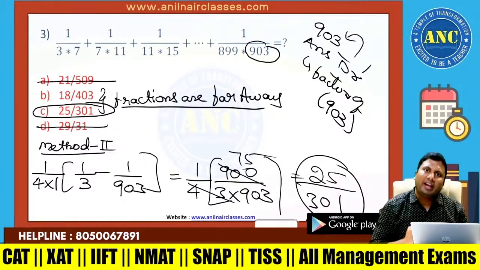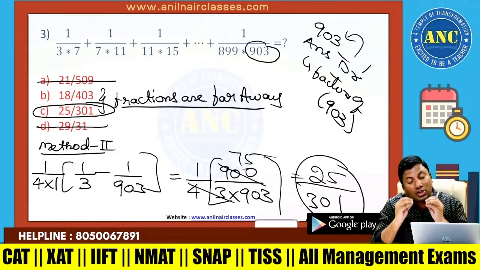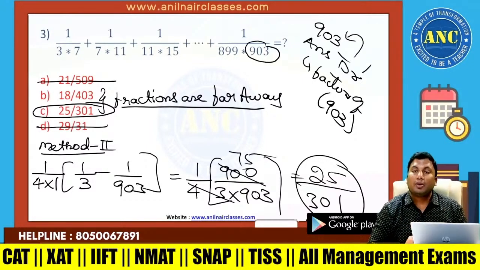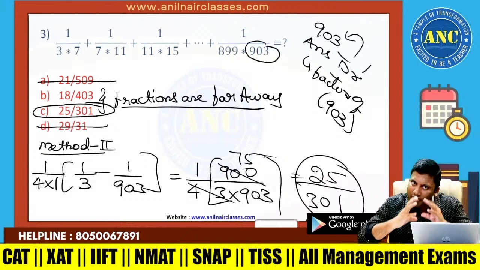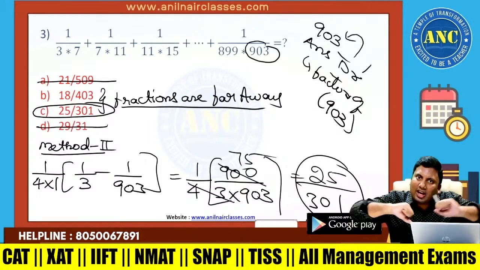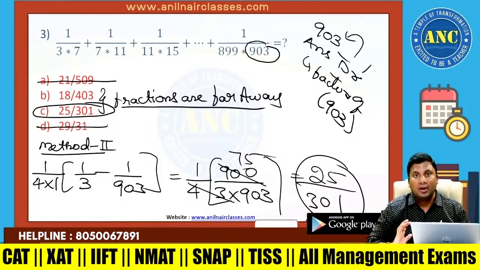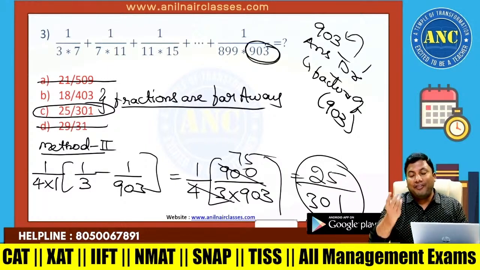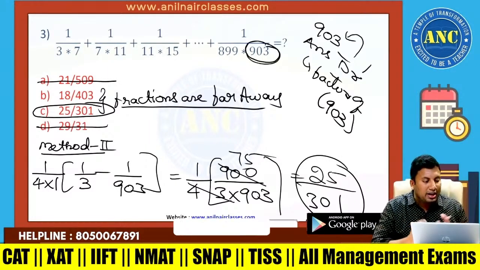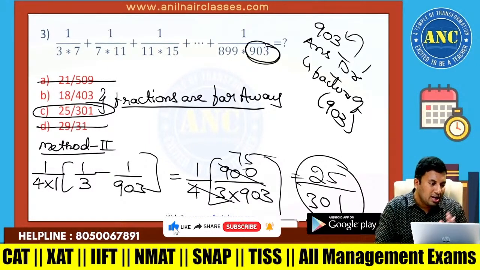Even if you forget method 2, you can still solve this question by using the approximation method. The approximation method is used when the answer option fractions are very far away from each other. Don't use the approximation method if answer options are close to each other. Use the denominator factor concept just to eliminate answer options. We are stuck between 18 by 403 and 25 by 301.